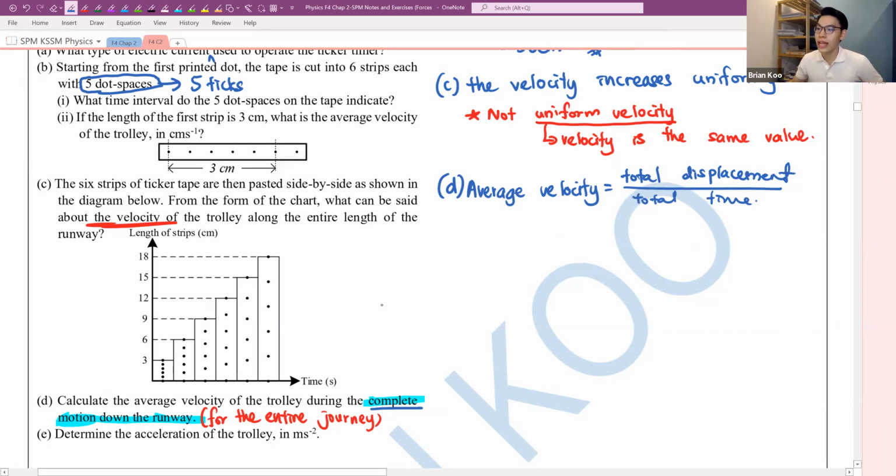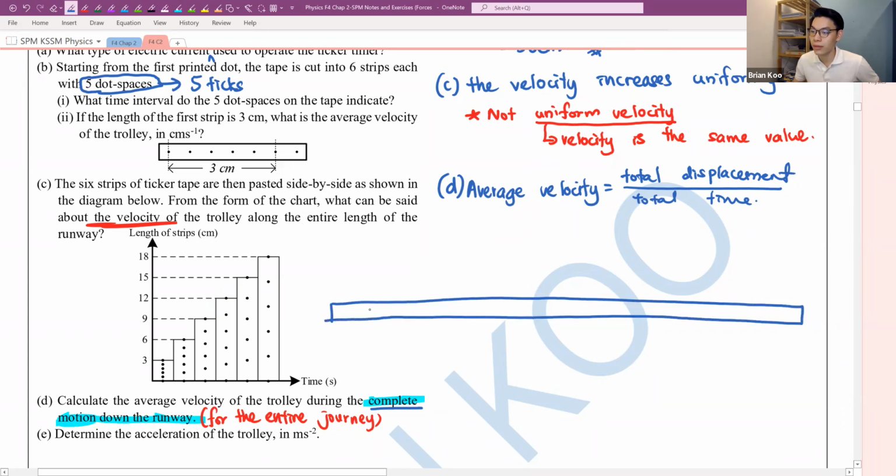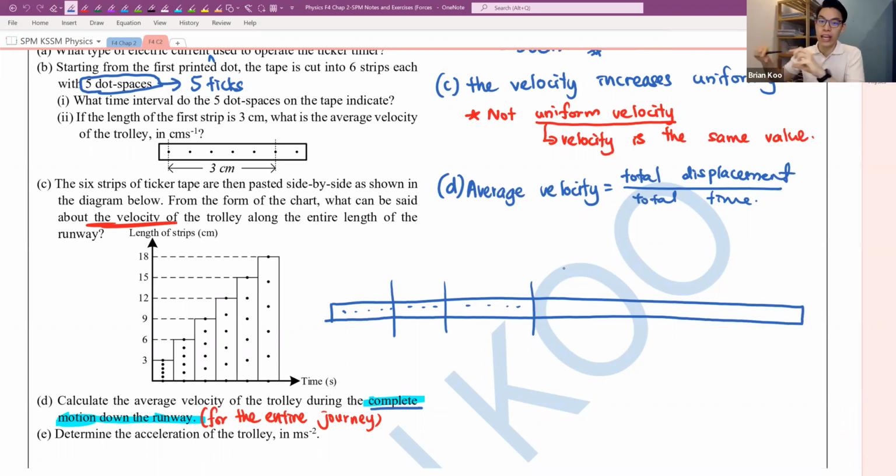Okay, and if you think of it, actually, this strip is an extremely long strip, and then they cut it like that. So we are actually just looking for the average velocity for the entire long strip. If you connect the strips back together, what is the velocity? That's what they're asking for, the whole strip. Okay, so originally it's one long strip.